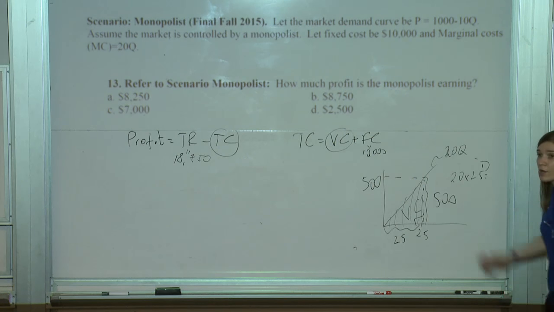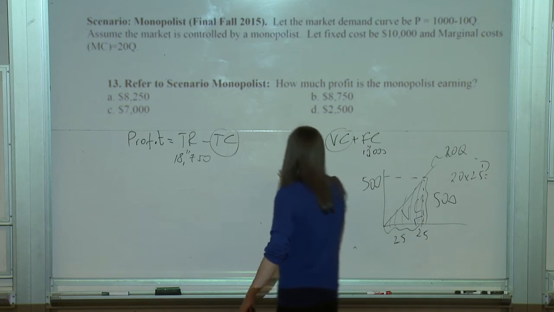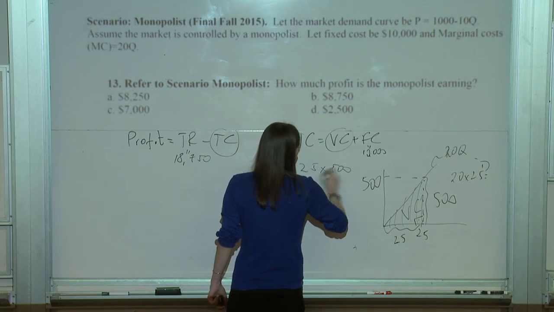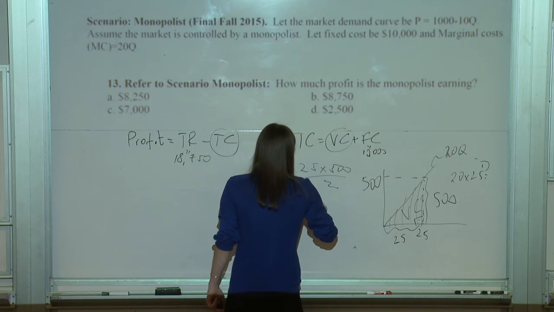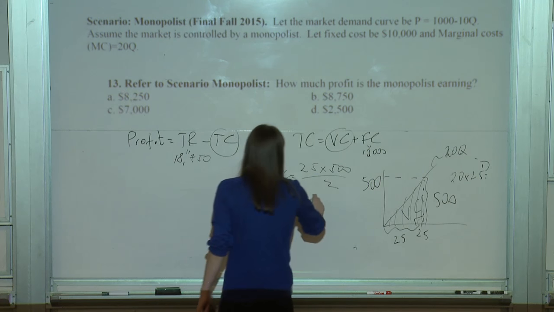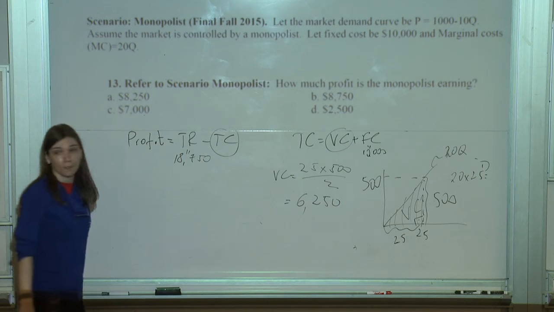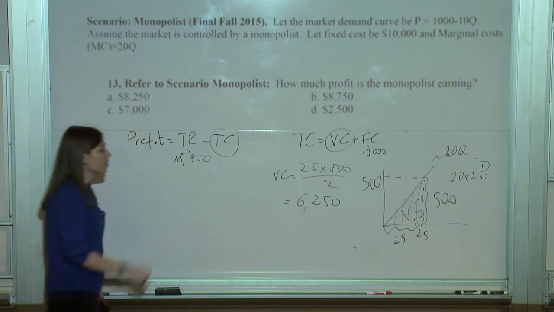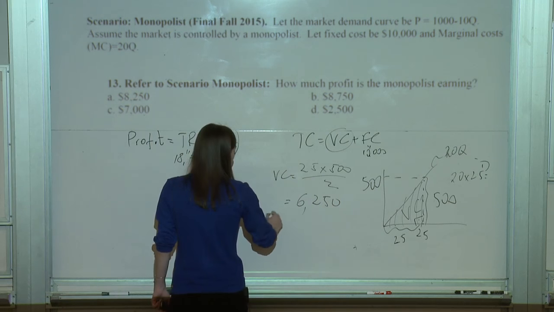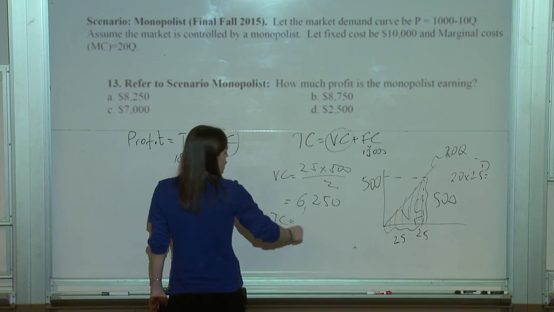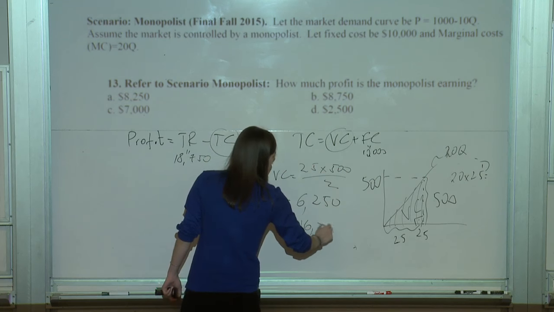All right, so I have both sides of a right triangle. Therefore, variable cost is going to be 25 times 500 divided by 2. 25 times 250 is 6,250. Okay, now that I know variable cost, total cost is that plus the fixed cost, which is 10,000. So it's 16,250.